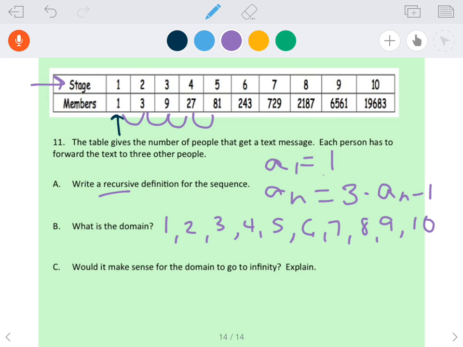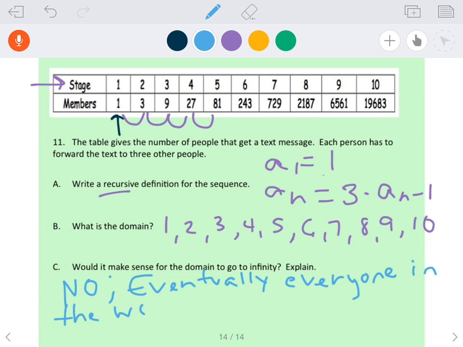Part C, would it make sense for the domain to go to infinity? What do you think? The answer in this situation would be no. Eventually, everyone in the world would get the text.